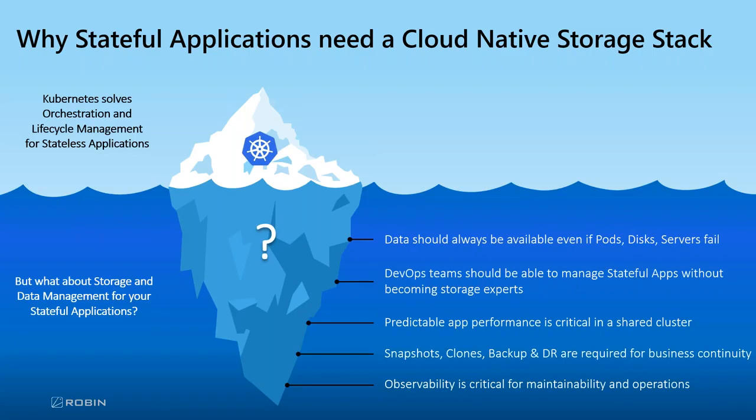Another one is predictable application performance. So if you are sharing a cluster, which in most of the cases is the reality, let's say you have 3 databases running, 3 Postgres databases running on the same cluster. How do you make sure that each gets its own share of IOPS and the performance is predictable?